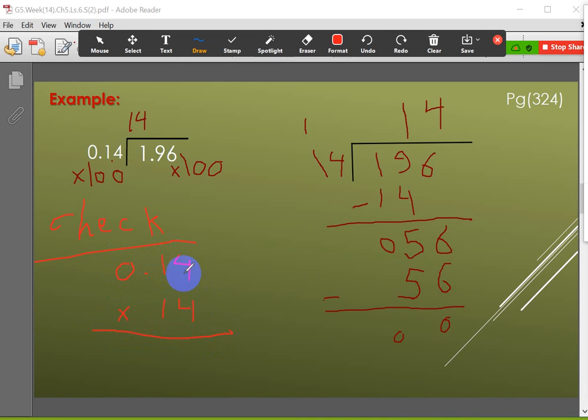Now 4 multiply 4 equals 16. So I will put 6 here and 1 above the 10. 4 multiply 1 equals 4 plus 1 equals 5. So I will put the 5 here.